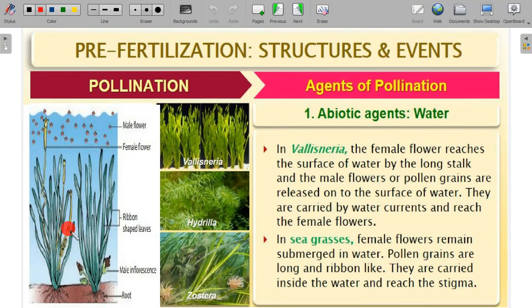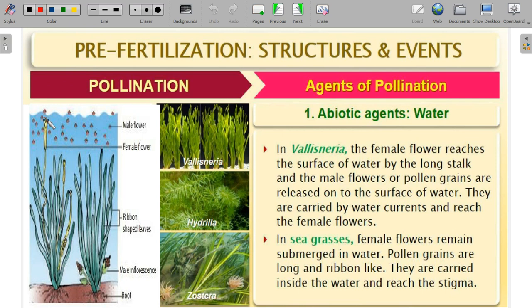So there are three different things I'm going to show you. This is going near the surface of water. This already is at the surface of water. Here they have coiled completely, which means pollination is successful. I'll tell you how it is. The male inflorescence will release the male flowers, and the male flowers will release the pollen grains on the surface of water. So pollen grains will be passively floating on the surface of water. The female flower will have a long stalk. The female flower will reach the surface of water, and the pollen grains will release the male gamete.